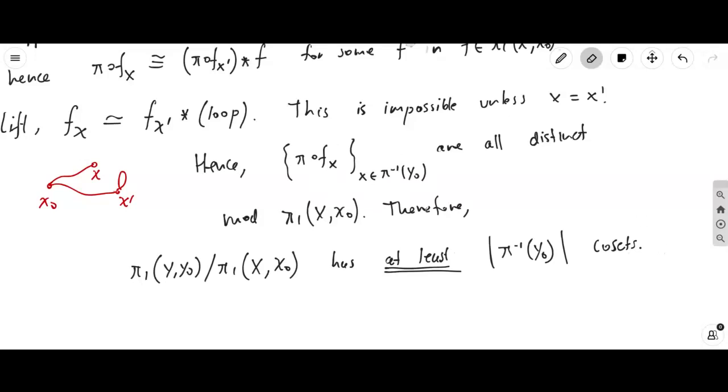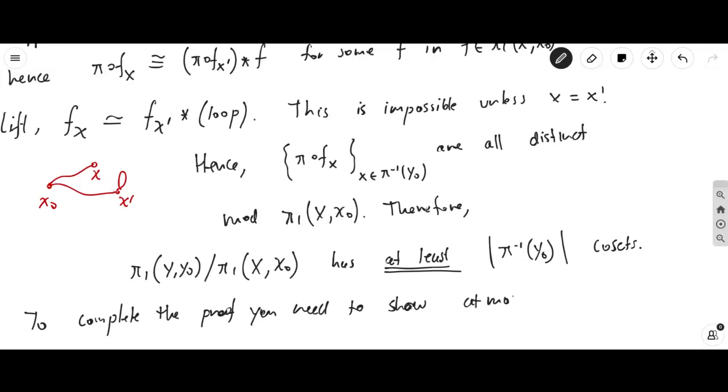And to complete the argument, right? So to complete the proof, you need to show at most that number. So that's like the second half of the proof. And then that would mean that the exact number is equal to the number of cosets.